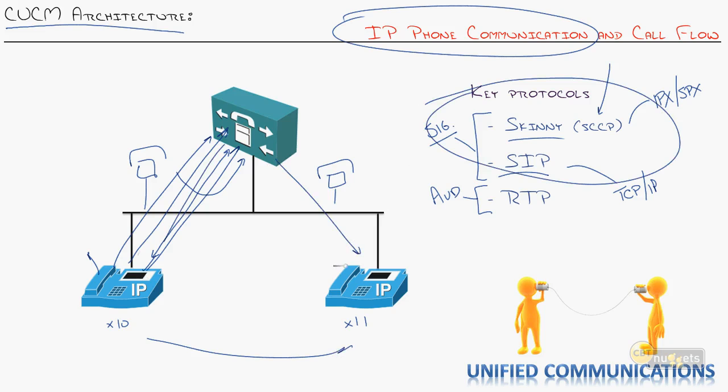Now, once this handset goes off hook, it's like, I'm off hook. Now Call Manager introduces these two phones to each other, and it sends a message to each phone saying, hey, why don't you go ahead and speak directly to this guy's IP address?